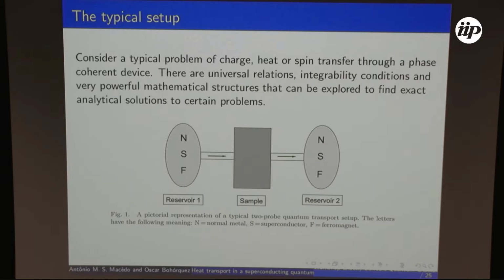The reservoirs can have any type of phase in solid-state physics. It could be a normal metal, a superconductor, or a magnetic material, a ferromagnet, for instance. And there are a number of universal relations, integrability conditions, and very powerful mathematical structures that can be explored to find these analytical solutions.